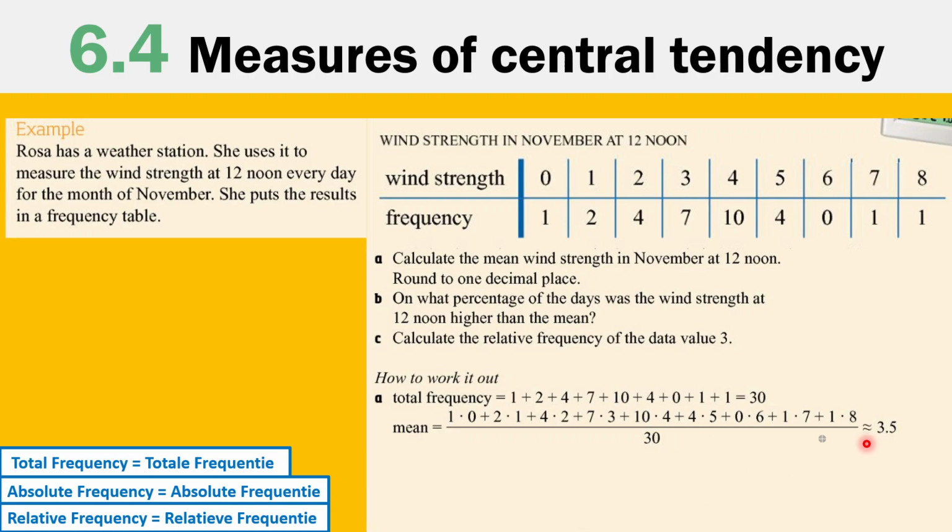That gives me the mean, that is approximately 3.5. So in all those days, the mean wind strength is 3.5. Okay? On what percentage of days was the wind strength at 12 noon higher than the mean?